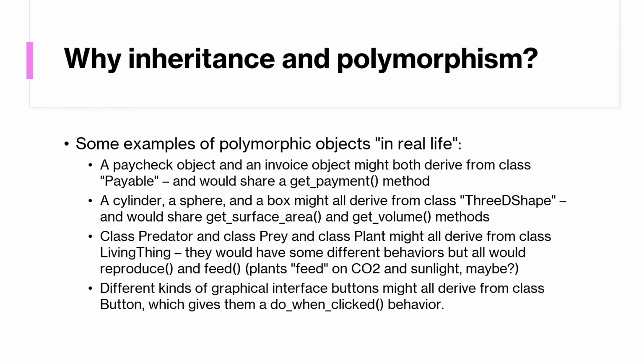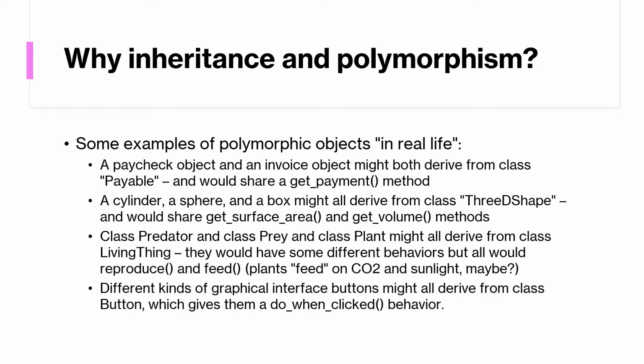Class predator and class prey and class plant, if we're simulating an ecosystem, might all derive from class living thing, okay? And they would have some different behaviors, but they would all have a reproduce function that expands their population and a feed function that attempts to get sustenance, okay? I guess plants would have to feed on CO2 and sunlight, right? But plants would feed themselves. Prey would eat the plants, and predators would eat the prey. Okay.